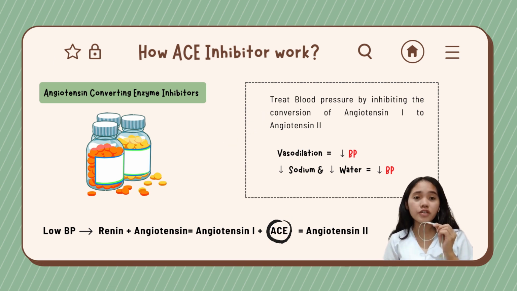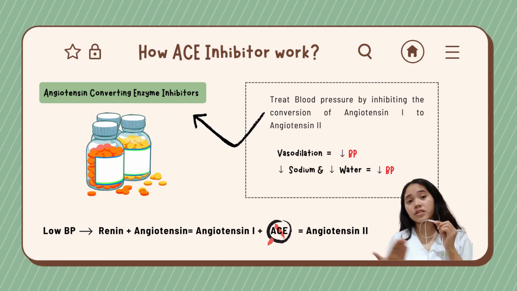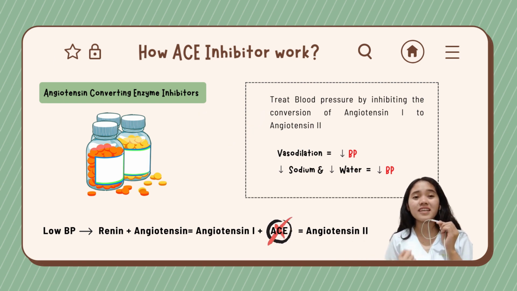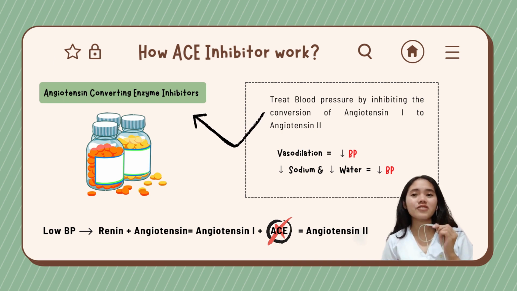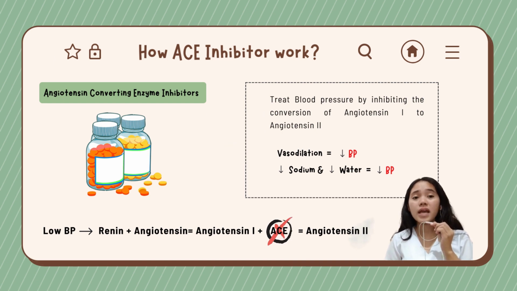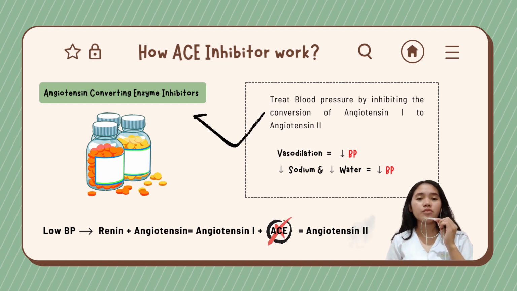So if we shut down this part of the system, we cannot convert angiotensin 1 into angiotensin 2. So we get stuck up in angiotensin 1, which again doesn't do anything on its own. So we don't get any of those blood pressure raising effects. Instead, we end up with more dilated or open blood vessels with less sodium and water in the blood, which means our blood pressure effectively goes down.